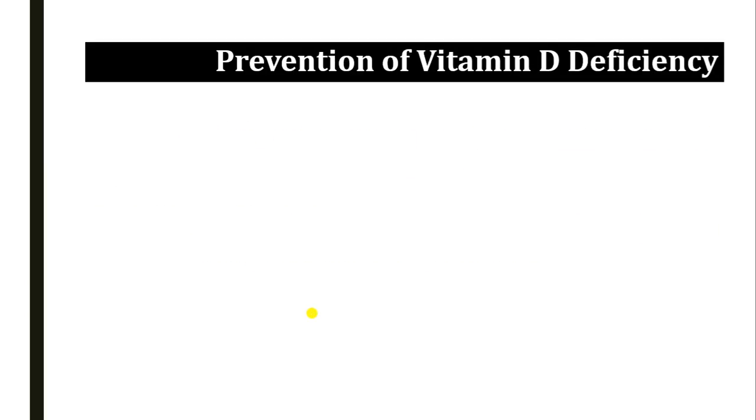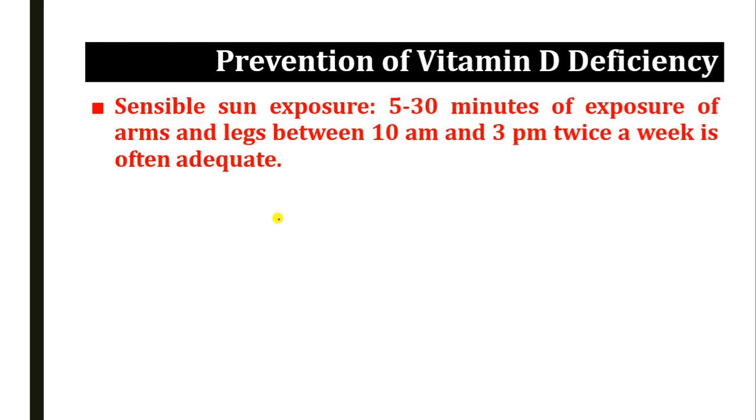There are certain measures we can take to prevent vitamin D deficiency, and so prevent diseases like rickets and osteomalacia. For that, the most simple thing is sensible sun exposure. 5 to 30 minutes of sun exposure on arms and legs between 10 a.m. to 3 p.m. twice a week is sufficient.